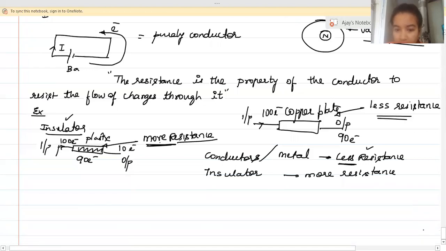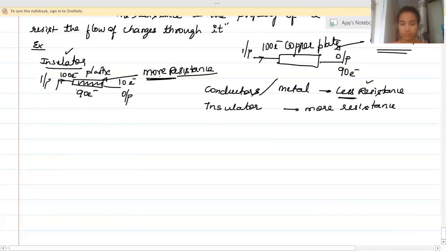So we have defined what is resistance. Write down what is resistance. Write the definition. Resistance is the property of a conductor to oppose or resist the flow of charge through it. Understood? So this concept was introduced as a contribution of the scientist Ohm.